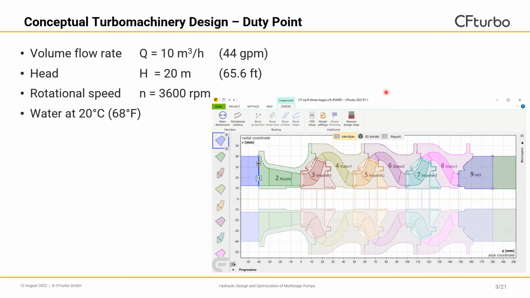In the lower right corner, you can see the resulting design in our design software CFTurbo, consisting of the 3 pump stages. One pump stage consists of a centrifugal impeller and a bowl diffuser, and we also modeled some adjacent turbomachinery components upstream and downstream.